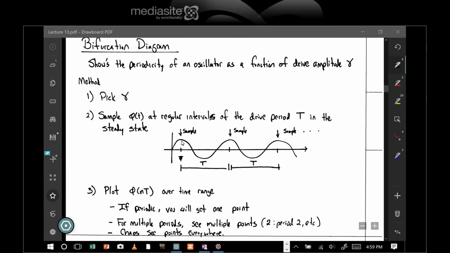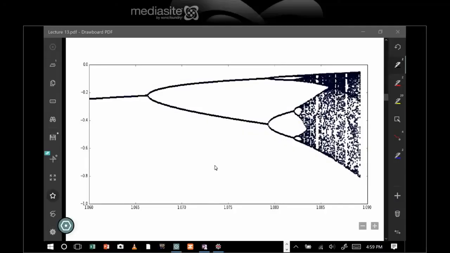If you have period 2, you get 2 points, because you would say, okay, I sampled this one here, but then the next one would be a period later. If it goes down here, I would have that one, and up and down, up and down. Okay. If it's chaotic, I get a bunch of numbers everywhere. Okay. So let's take a look at the bifurcation diagram for this particular system.